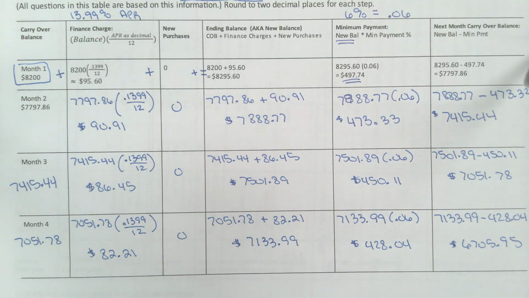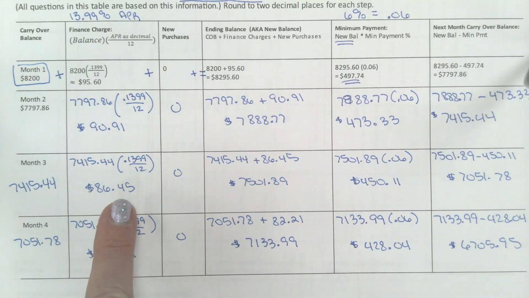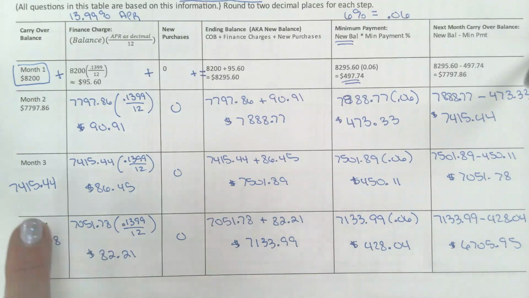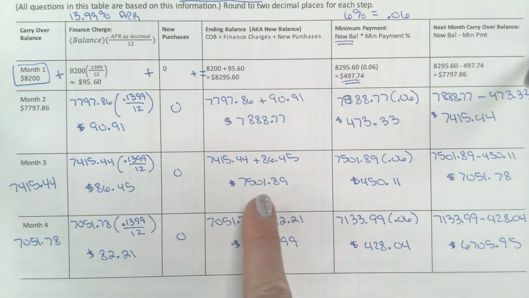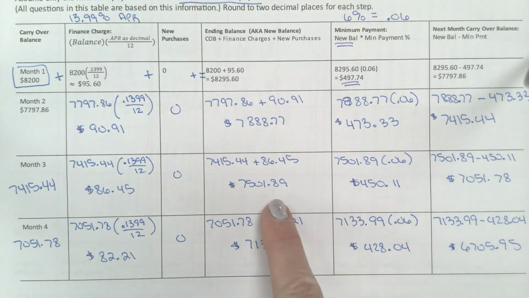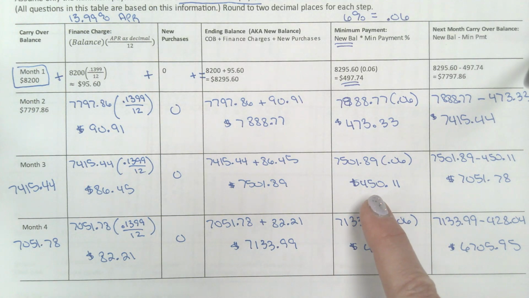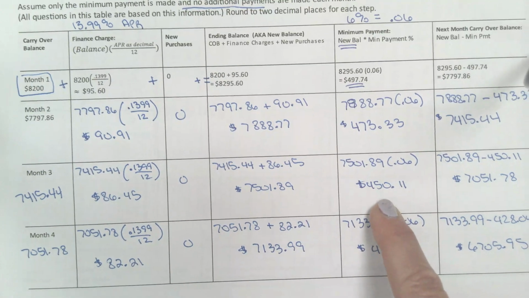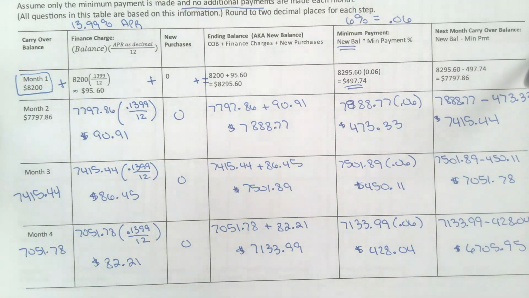All right, so I thought that I would put the rest of it on the video before I move on. If you pause the screen, you could certainly look and see how I came up with each of my final answers. So to find the finance charge, you take the carryover balance times your rate divided by 12. I didn't have any purchases in this scenario, so the ending balance was the carryover balance plus my finance charge. Your minimum payment is calculated on this number right here. So I'm taking my new balance times 0.06, and that's where I got 450.11 in this one. The carryover balance is the ending balance minus your minimum payment equals your next month's balance.